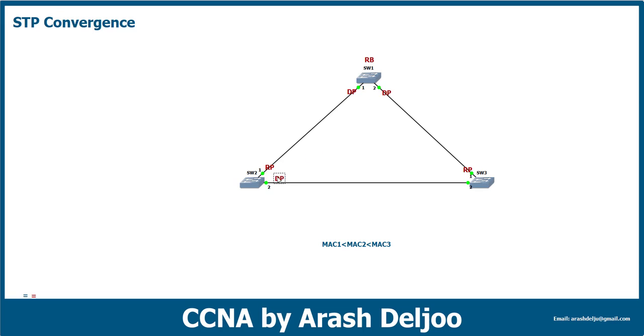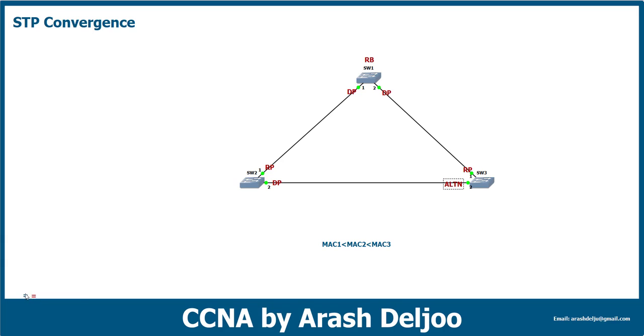And after that, port 2 of switch 2 is a designated port because it has a lower bridge ID than switch 3. And after that, we have the alternate port. This is the alternate port. The role of this interface is alternate.